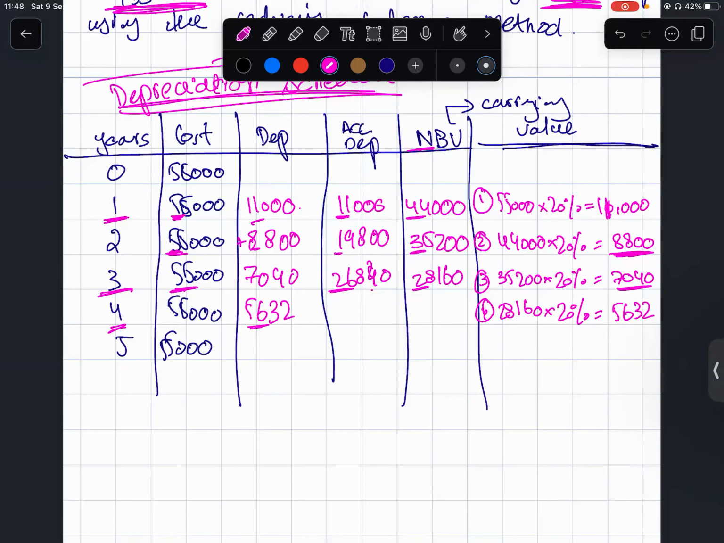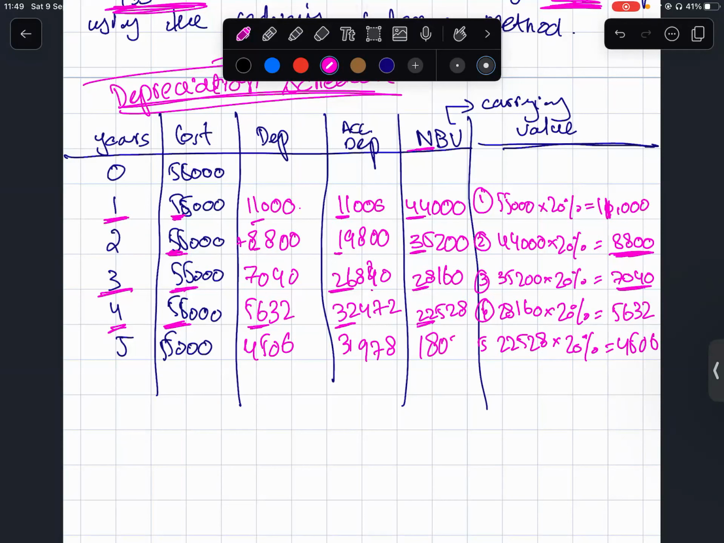Accumulated depreciation would now become 32,472. And our net book value will be 55,000 cost minus 32,472, which will be 22,528. And then again, for the last year, we will take this 22,528, multiply that by 20%, and get to 4,506. For the last year, accumulated depreciation would become 36,978. Our net book value will be remaining 18,022.